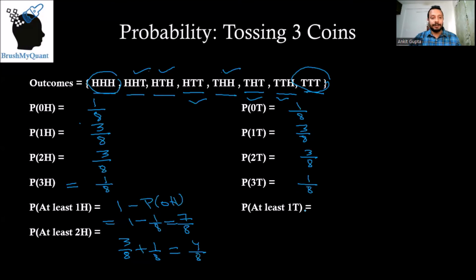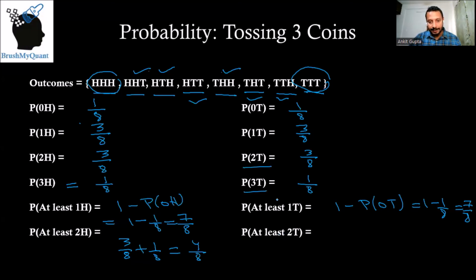Probability of getting at least 1 tail is nothing but 1 minus probability of 0 tails, which will be nothing but 1 minus 1 by 8, or 7 by 8. And probability of getting at least 2 tails is this outcome plus this outcome. So 3 by 8 plus 1 by 8, which is 4 by 8, which is equal to 1 by 2.